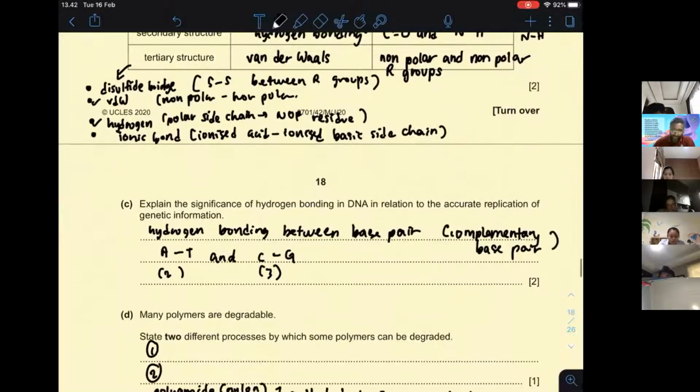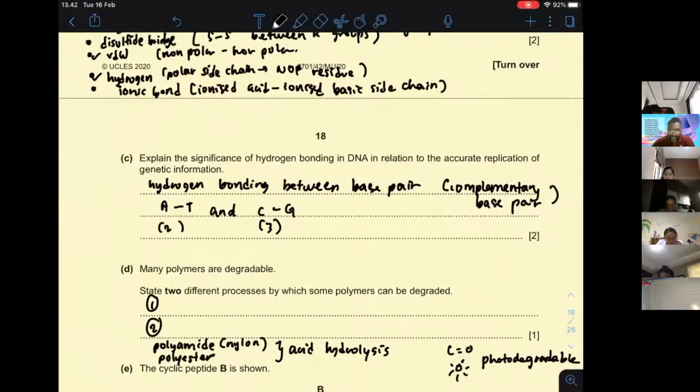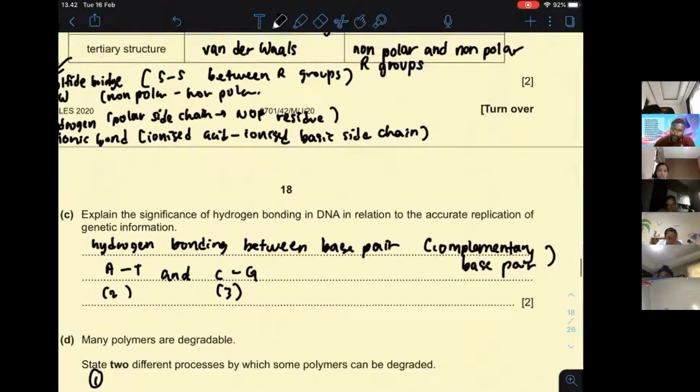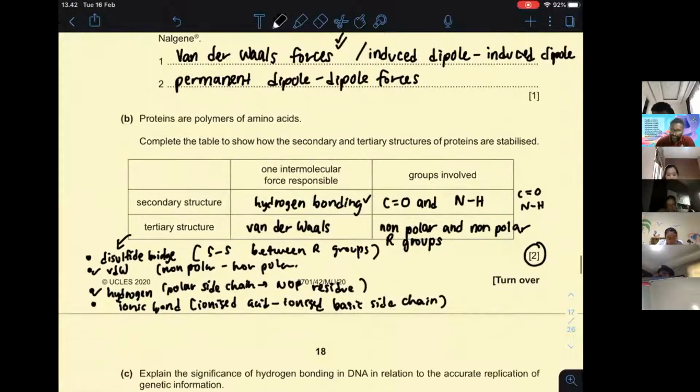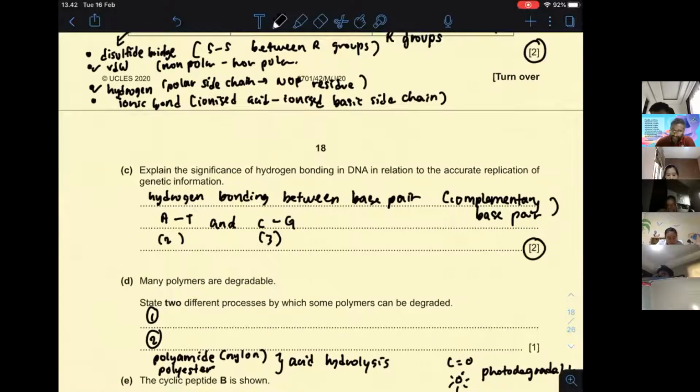Next, explain the significance of hydrogen bonding in DNA. For this kind of questions about protein, you can see maximum, there is going to be 2 marks plus another 2 marks. So please take note. They will not ask too much of question over here, but you need to be able to explain. Here they say related to hydrogen bonding. Explain about significance in DNA in relation to accurate replication of genetic information.